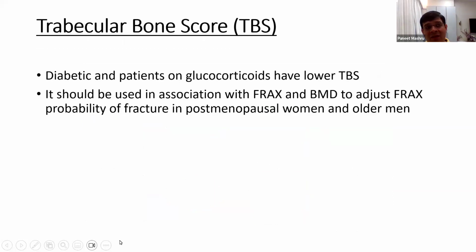So this is also the same for patients who are on steroids. Patients on glucocorticoids fracture at a higher BMD because of poor microarchitecture. So TBS is useful in diabetics as well as patients who are on glucocorticoids.